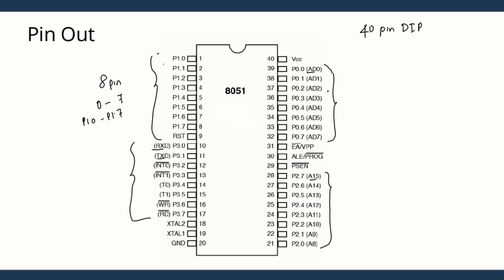P0 will act as an address and data line, or a data line. P2 will act as just an address line. P3 will act as pins for communication. So this is for the serial communication. This is for the external interrupts. These are for the timers. And this is for the external interfacing of memory.